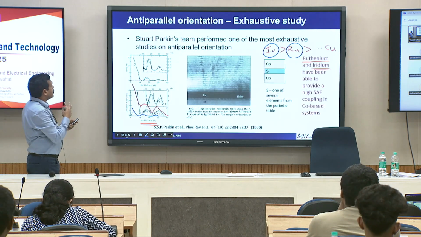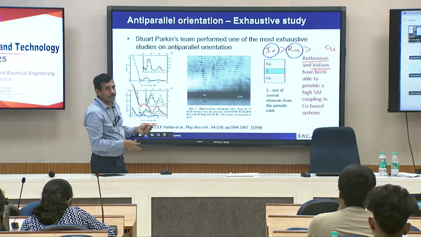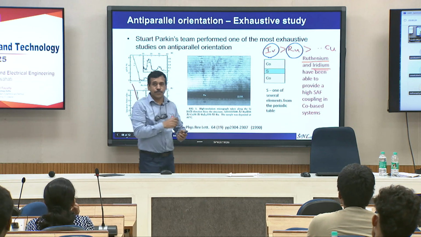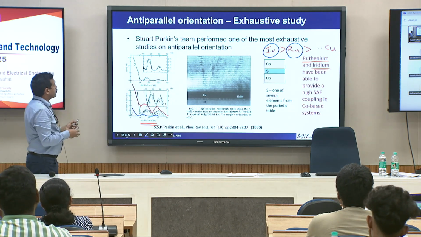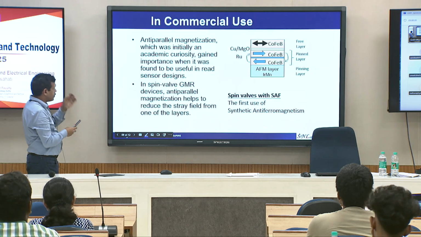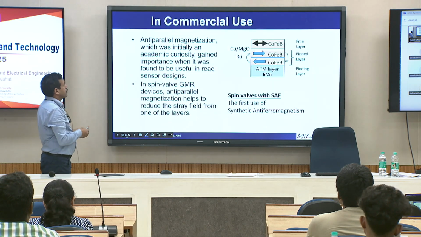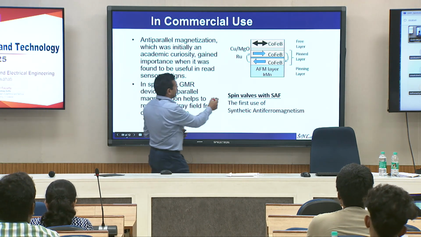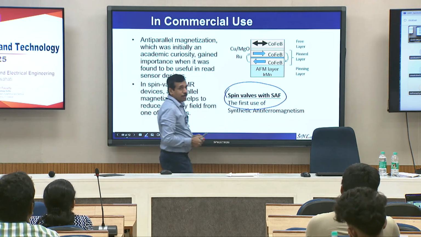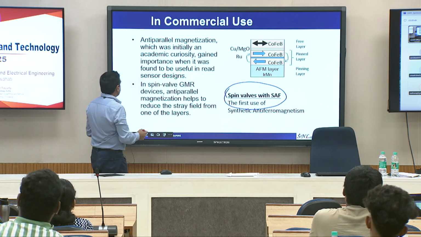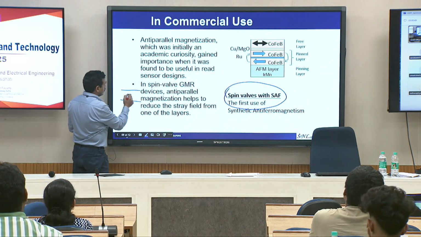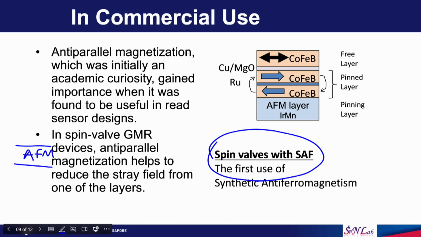So, this SAF is very useful. It is not just a physical observation which is useless, but it has lots of uses. I will show you a few uses of this synthetic antiferromagnetism. Let us say we go back to our spin valves. In a spin valve we learnt that we have an antiferromagnetic layer, a ferromagnetic layer which is pinned in one particular direction, then a spacer layer, then a free layer.